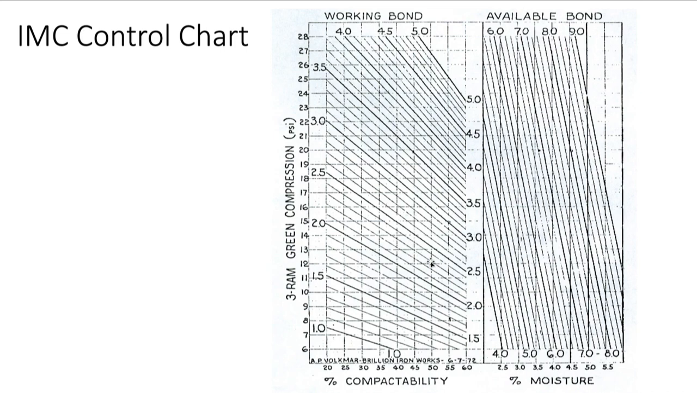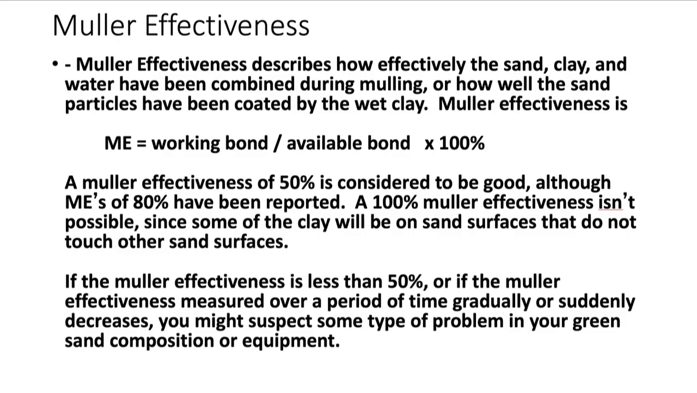This is something that you're going to want to calculate when you're doing your lab. Okay, so you're going to need to see that graph and actually use that. So right there, muller effectiveness is equal to the working bond over available bond times 100. So 50% is okay, up to 80%. I think ours runs kind of a little higher than the 50%.